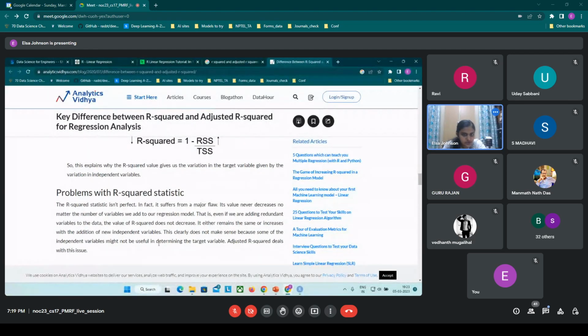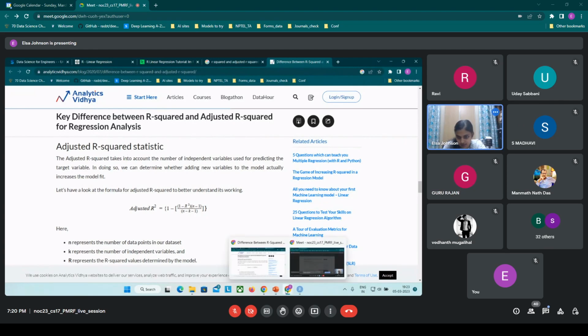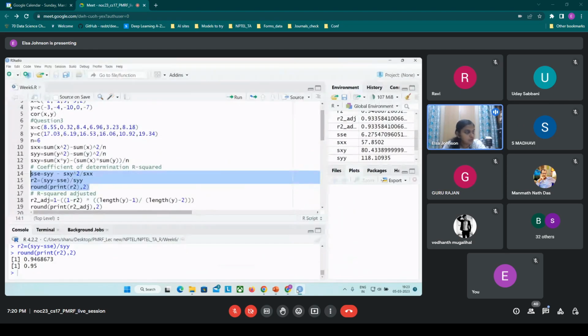So adjusted r square takes into account the number of independent variables used for predicting the target variable. In doing so, we can determine whether adding new variables to the model actually increases the model fit. So that is why we use the adjusted r square statistic, and later we'll go for other methods also. But r square has some bias, so we are going for adjusted r square.